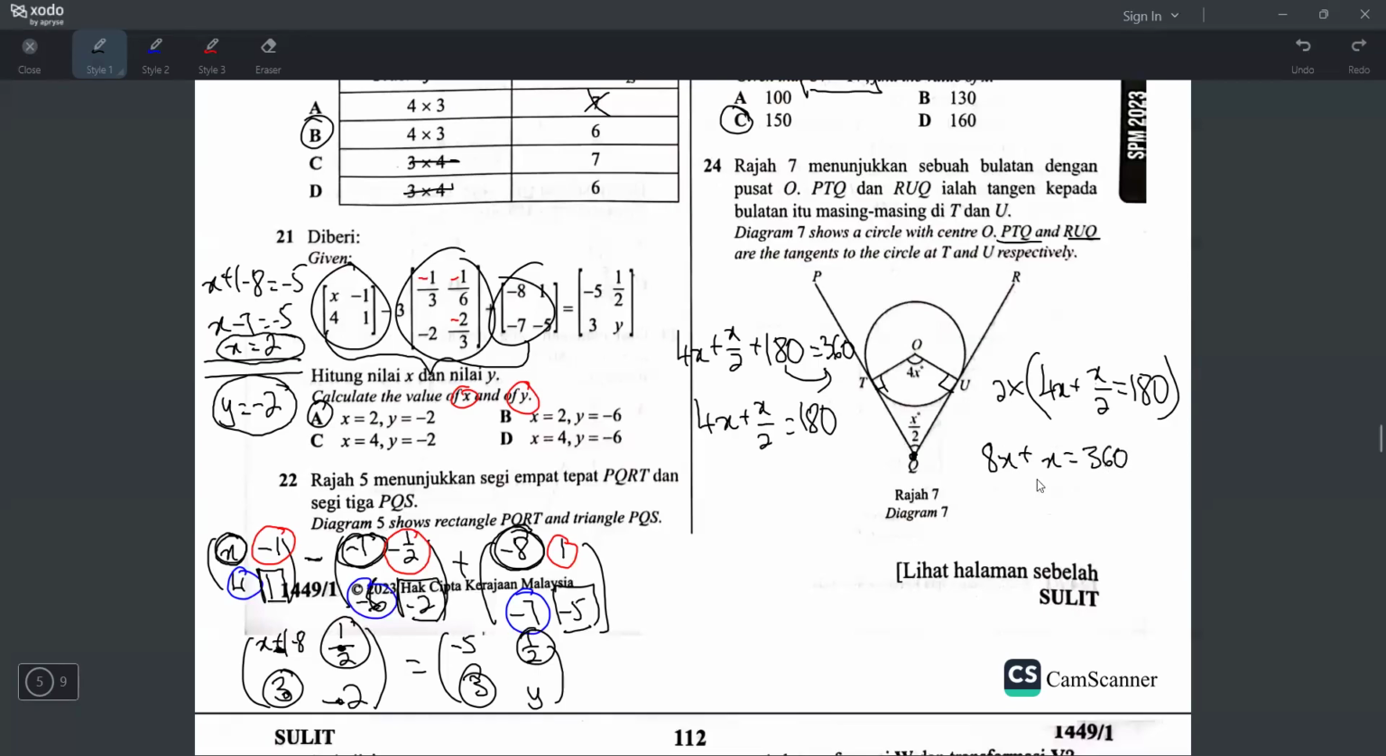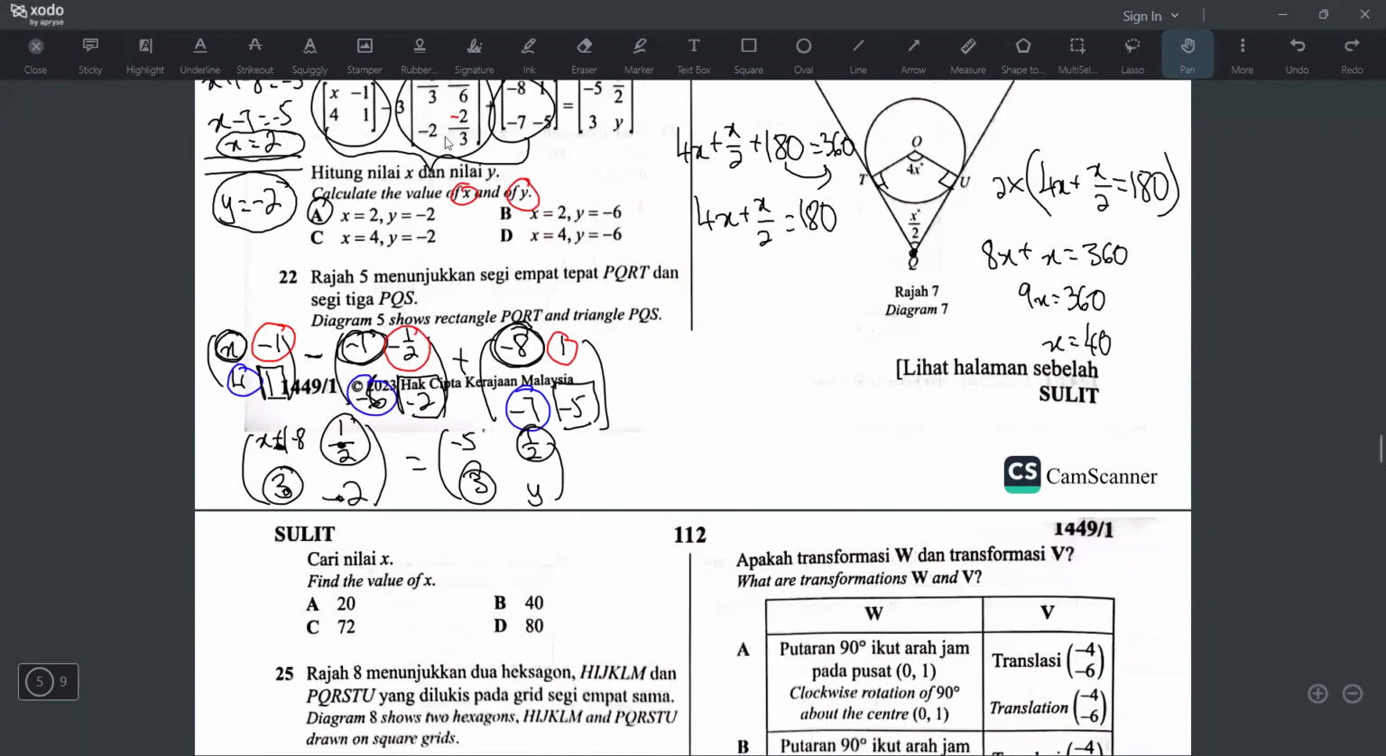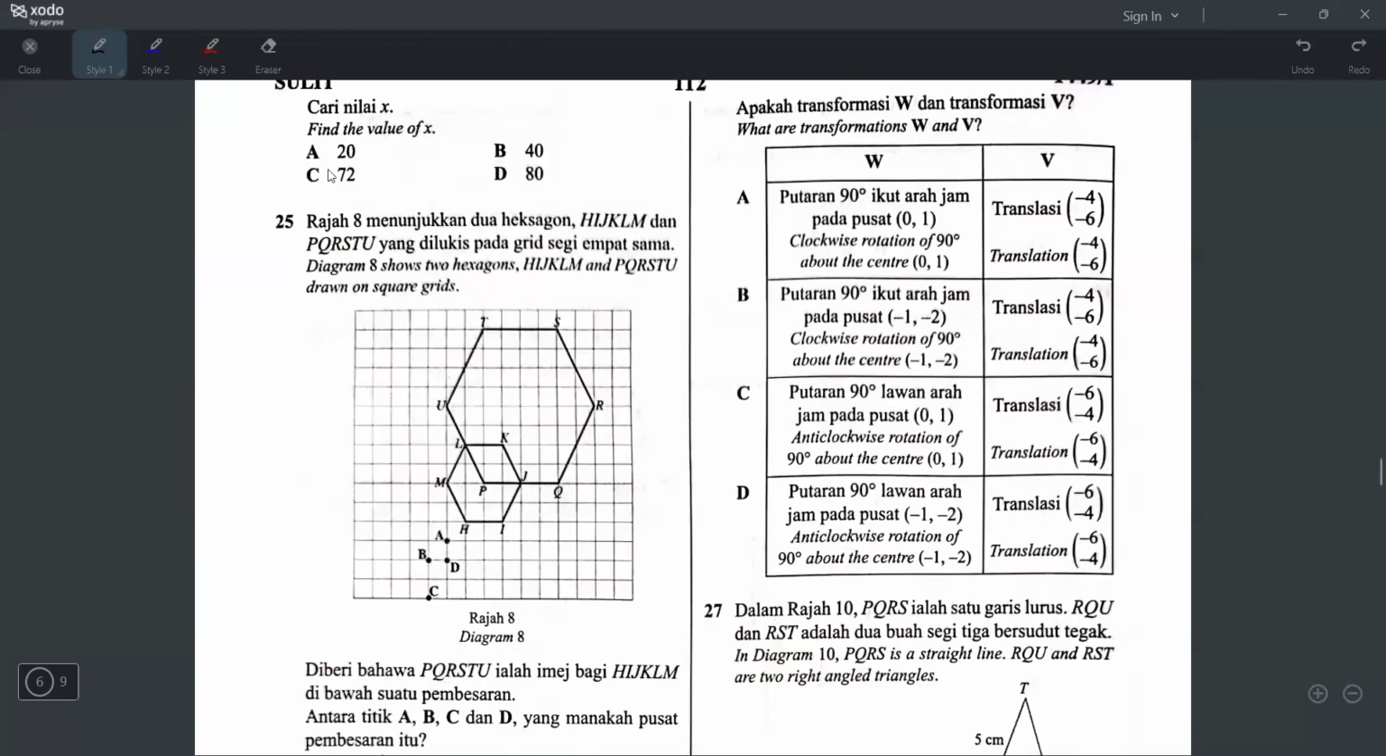180 times 2 is 360. 8X tambah 1X is 9X. So X sama dengan 360 divide 9 is 40. So kalau soalan suruh cari X, then 40 is the answer. So yeah, dia nak cari X, so done. Okay, next question.